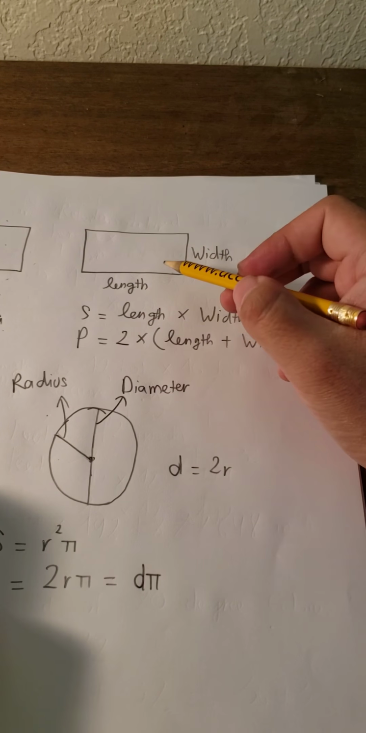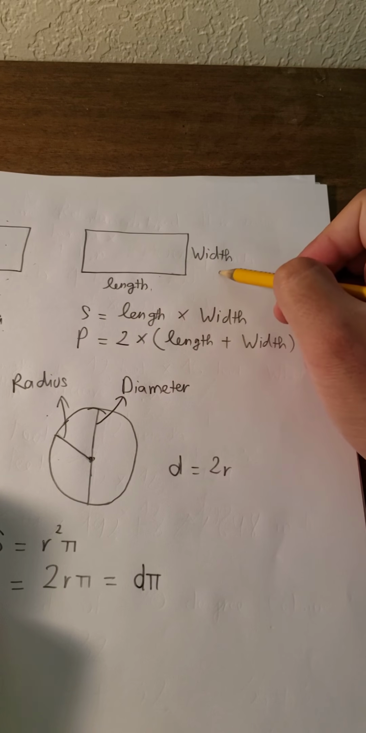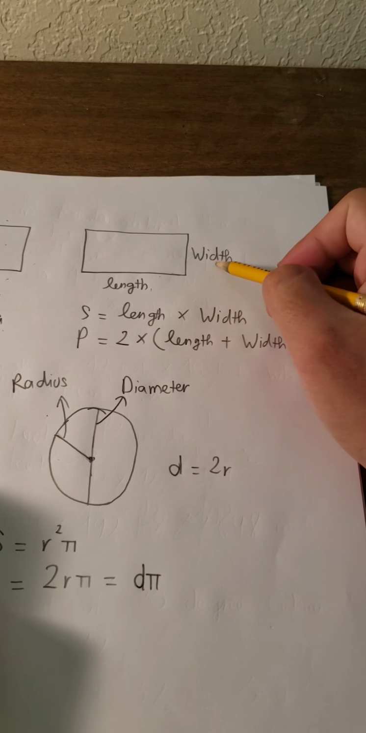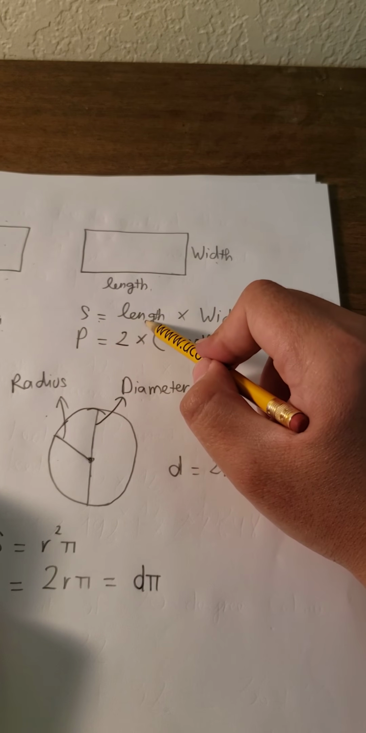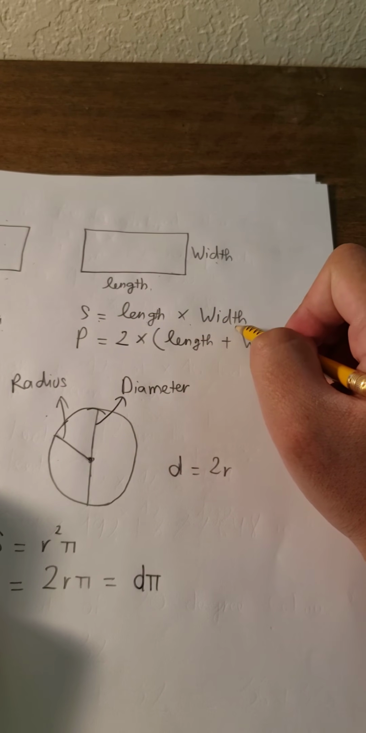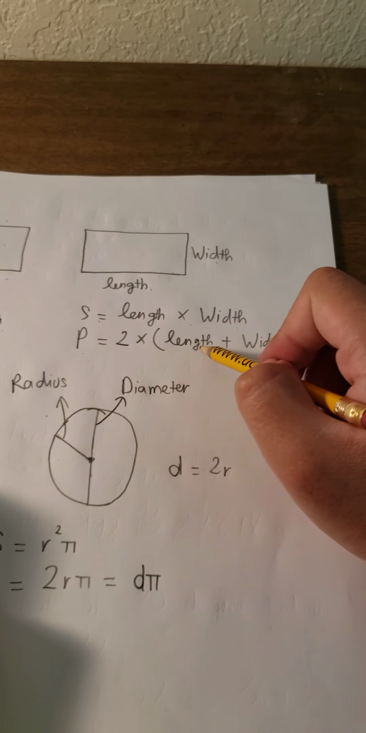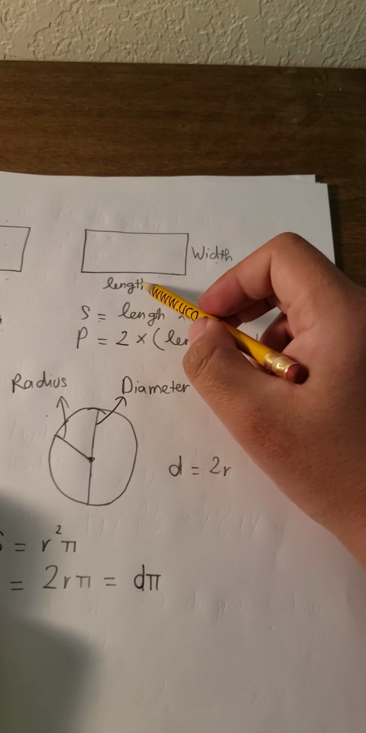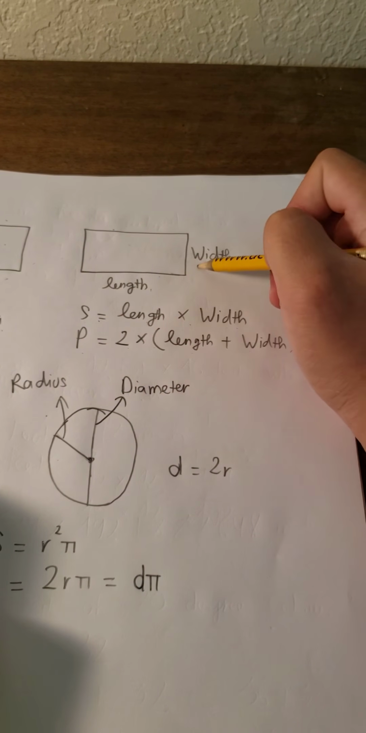The next one is about the rectangle. We know the length is more than the width. So the area of the rectangle is length multiplied with width. But the perimeter is 2 multiplied by length plus width, because we have 2 lengths and 2 widths.